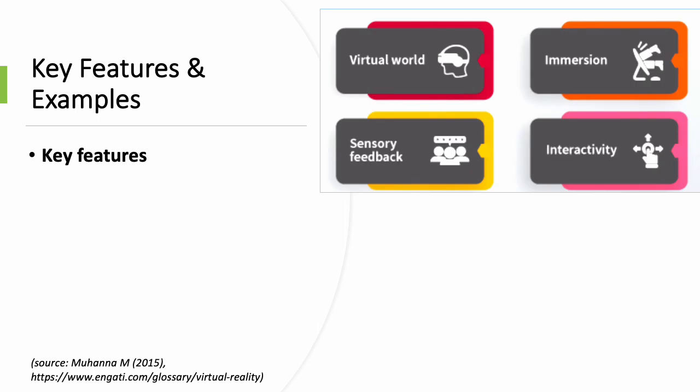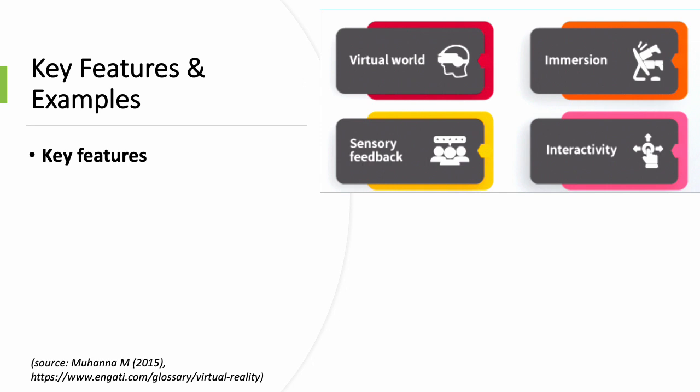Key features and examples. According to a paper published by Mohana M. in 2015, the key features of VR include the following four characteristics. First, there is a virtual world. Second, there is immersion of the user in the virtual world. Thirdly, there's sensory feedback in the virtual world that makes the user feel immersed. And lastly, there's interactivity between the user and the virtual world.